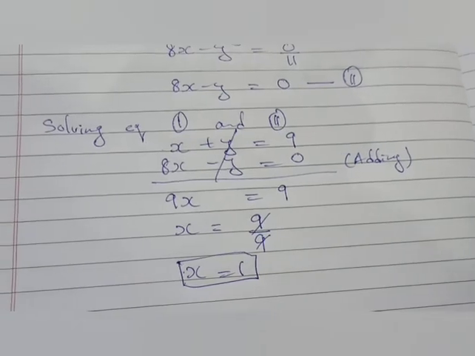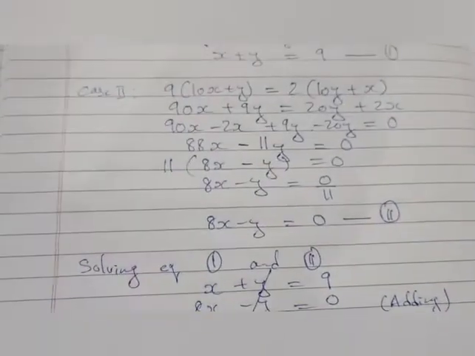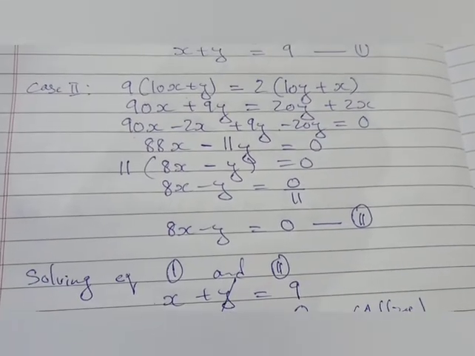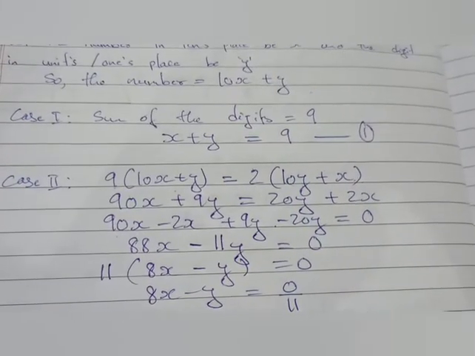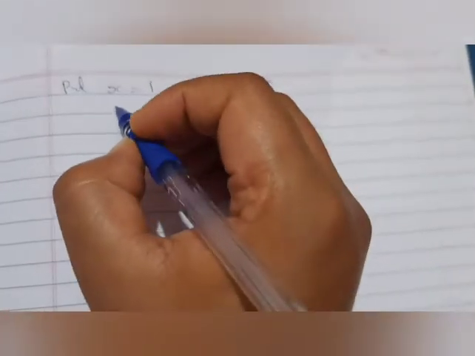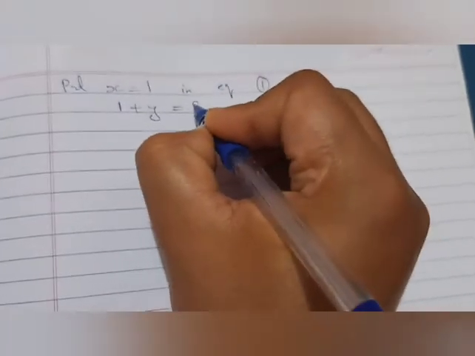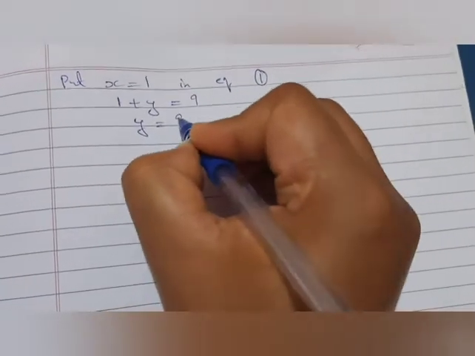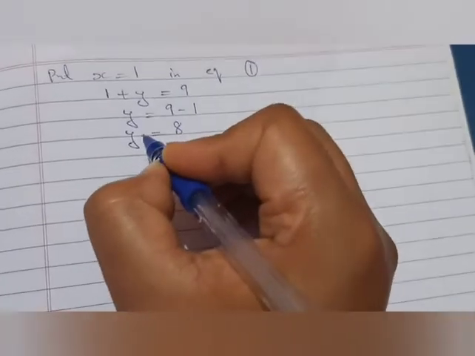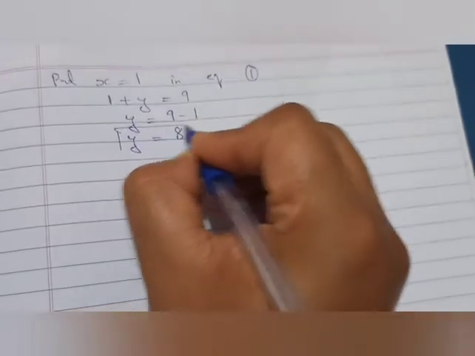Now let's replace x as 1 in either equation 1 or equation 2 in order to get the value of y. Let's use equation 1. So let's put x equals 1 in equation 1. Equation 1 is x plus y, so that means 1 plus y equals 9. y equals 9 minus 1. So the value of y is 8. So we got the value of both x and y.